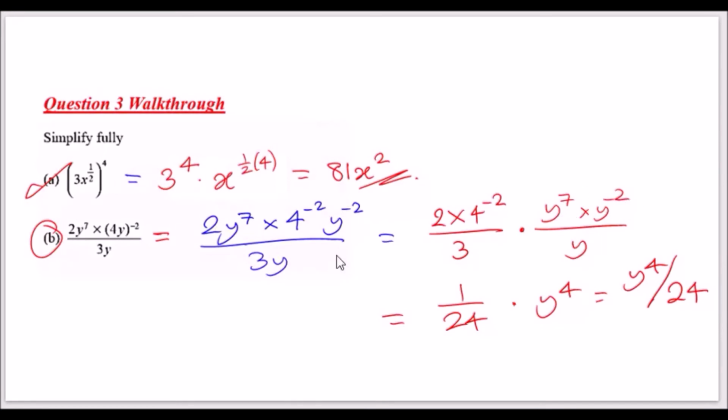And when you divide by the last y at the bottom, you just get 4 left. So you get y to the power 4. And just combine this together, and you get y to the power 4 over 24.